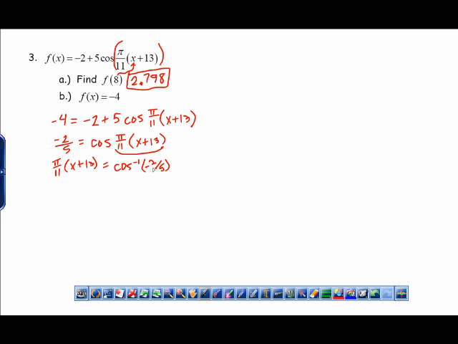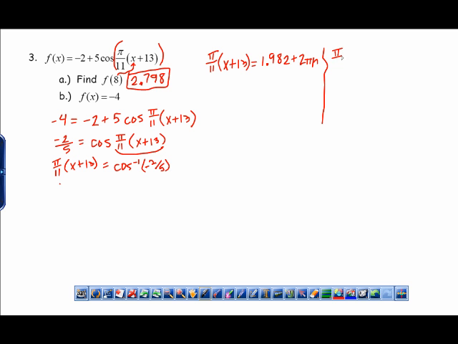Okay, so now what I need to do is to type this into my calculator. I'm going to leave these steps to you. I am going to move up here though. Pi over 11 x plus 13. And when you type this in, you will get 1.982, and you can store that, or you can round it out further. I've given you lots of options on that. Plus 2 pi n.